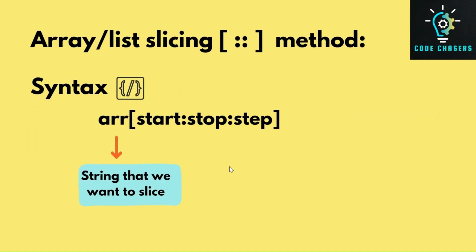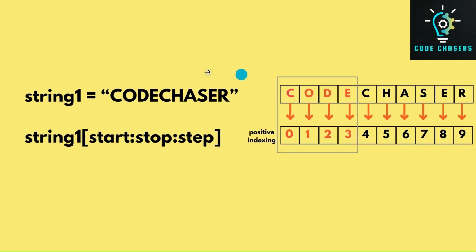Now we will see how we can apply the array or list slicing method to slice a string. Here I have taken an example of code chaser as a string and I have assigned it to a variable string1. We have to write the string name. Here the string is code chaser, but we are storing it in the variable string1. We have to write string1 and square braces open, and then give start, stop and step parameters.